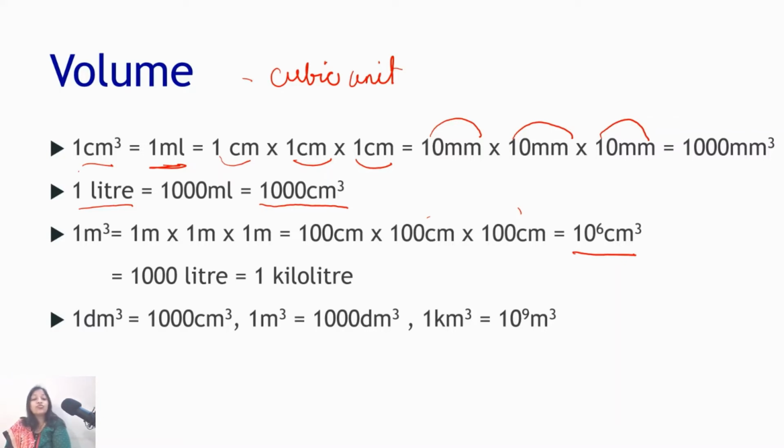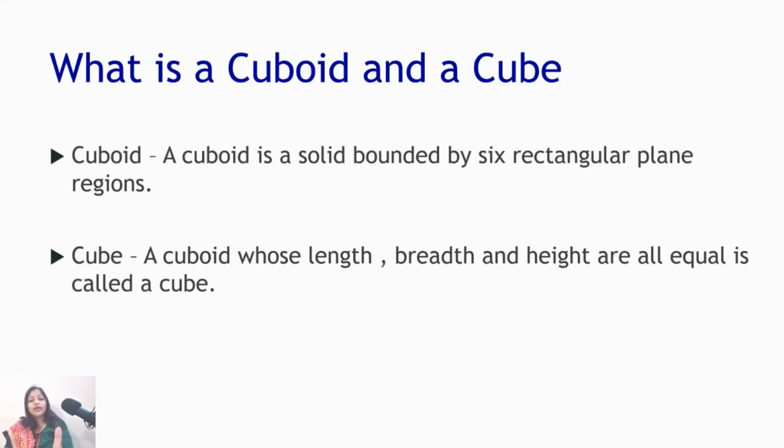Now we are going to study what is cube and cuboid. A cuboid is a solid bounded by six rectangular plane regions. Now what do you mean by this? Six rectangular plane regions. Now suppose you are sitting in a room. Right now also most of you must be sitting in a room. So now if you see the room, it has ceiling, it has floor, it has four walls. So how many in all? Six, right? And what is the shape of each plane? Rectangle. So that is what we mean by a cuboid. It is a solid bounded by six rectangular plane regions.